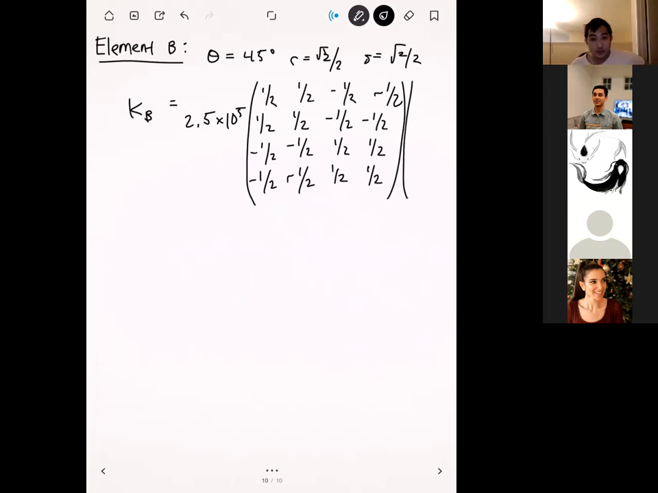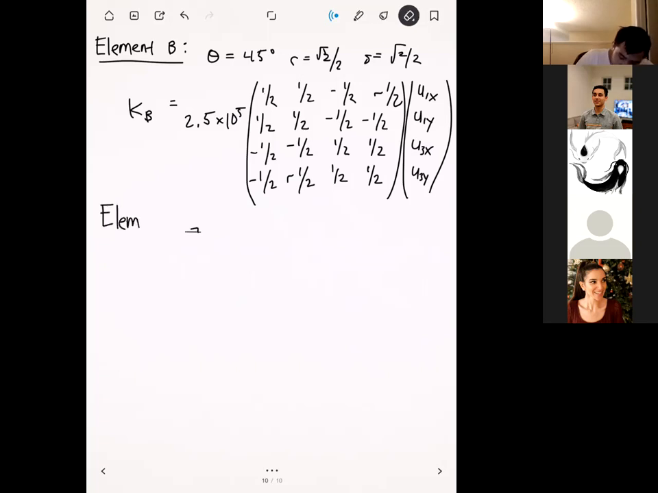And then let's write down the nodes that this acts on. And so this is going to be acting on nodes 1 and 3. So that's element B. And so last thing that we're going to fill in is element C.